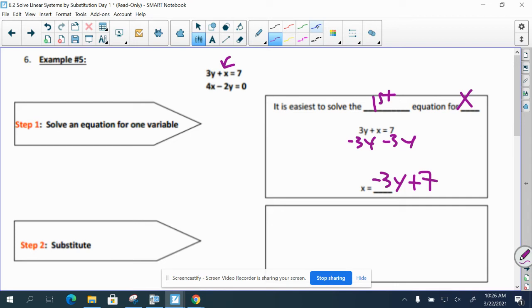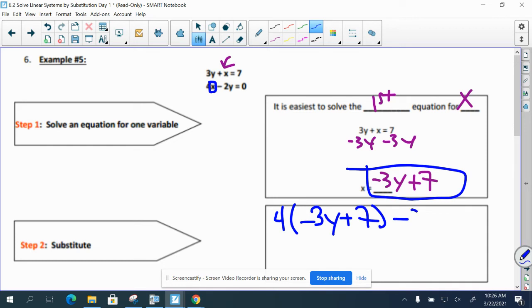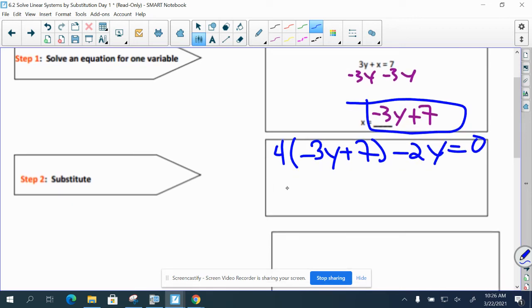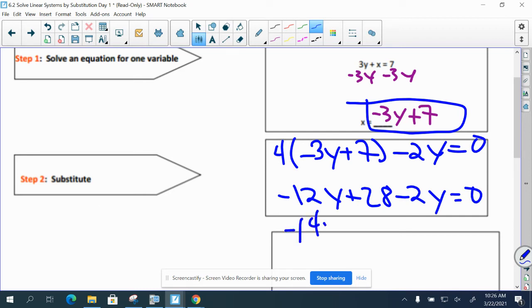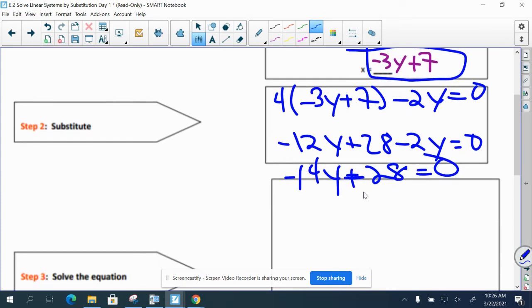All right, so then we're going to replace the x in the second equation with this x, negative 3y plus 7. So you're going to do 4 times negative 3y plus 7 minus 2y equals 0. Okay, distribute the 4, so negative 12y plus 28 minus 2y equals 0. Those would add up to negative 14y plus 28 equals 0. Subtract 28, divide by negative 14.